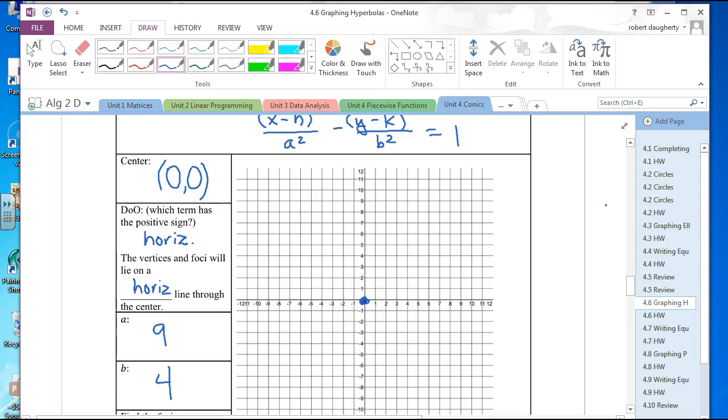What is A? A is 9, so it means I go to the right 9 and I go to the left 9. Okay. And then B is what? 4. It means I go up 4 and I go down 4. Okay. And then what I will do next is let's just make a box out of this. And now let's draw the asymptotes. They come from the center and they go through every corner.